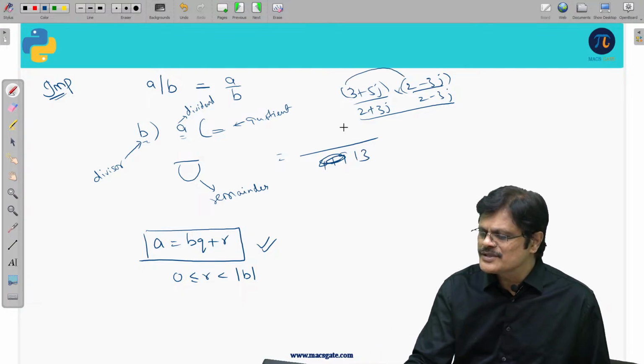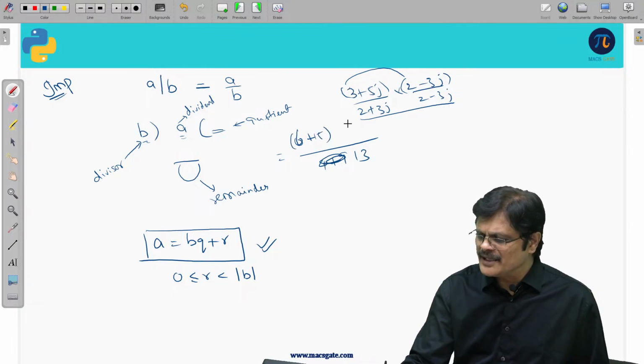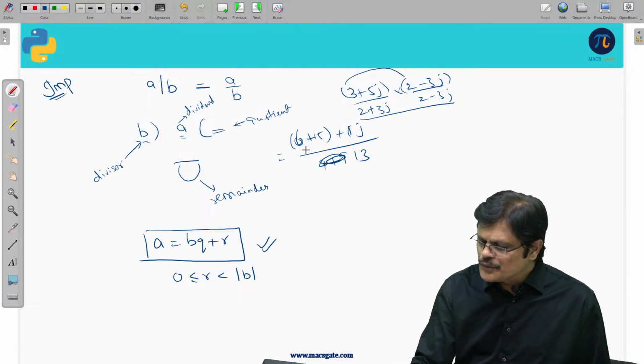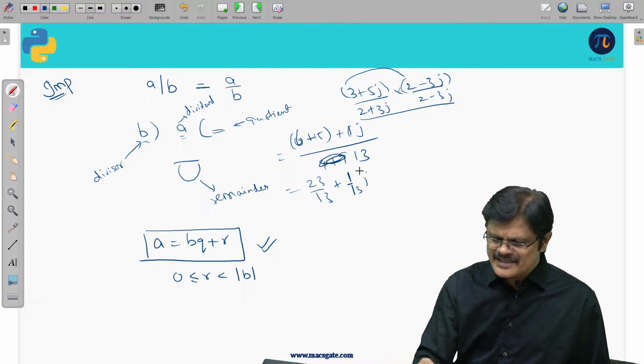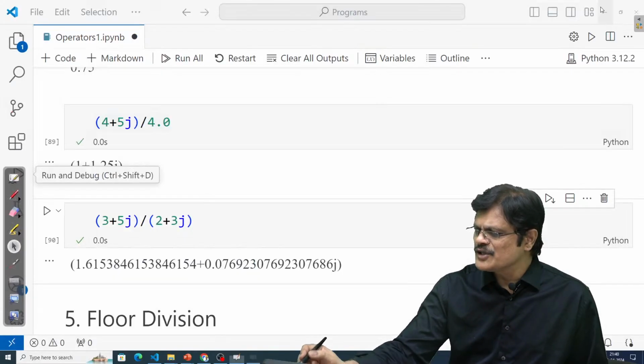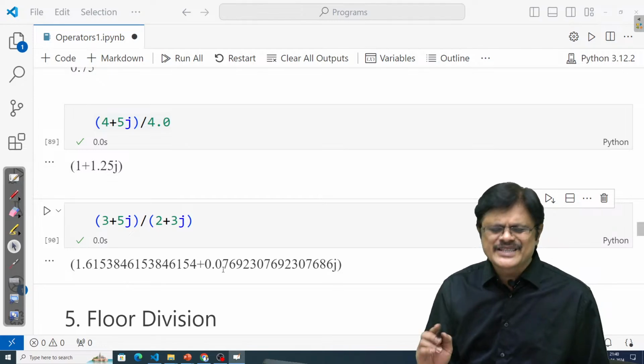So it is 3 2s are 6, and plus into minus is minus, j square is minus 1, so you get plus, 5 3s are 15. This is the real part. Then real into imaginary part and imaginary into real part. So what is it? It is 10 minus 9, that is 1j. So you get 21 by 13 plus 1 by 13j. That is the result which you are getting here, sir. Am I clear? Please verify that.